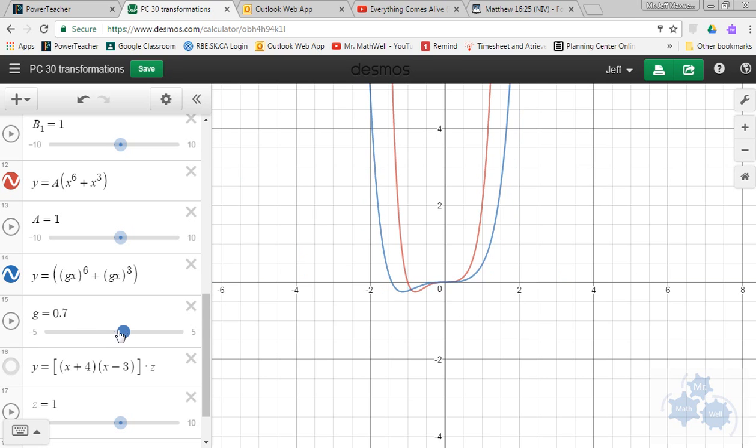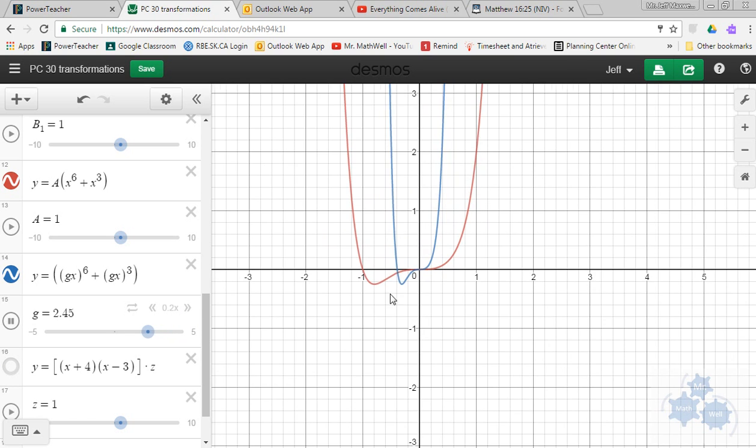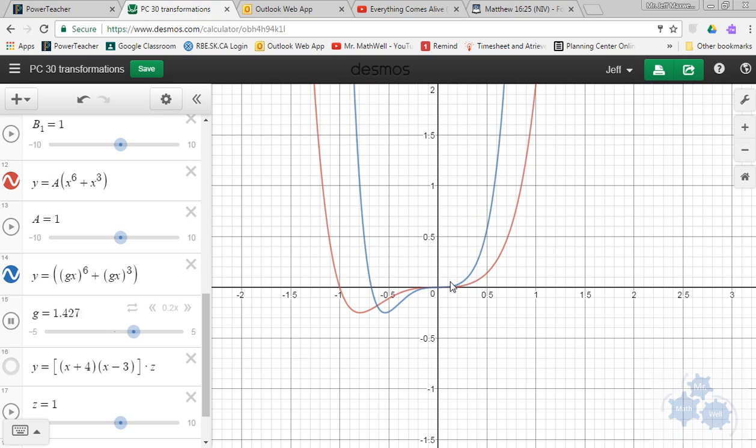Alright, so there you go. Let's play that. Whoa, slow down. Okay? So there it's getting larger. Going up to 5, it's getting squished, squished, squished. And once it hits 5, it comes back down. See that?